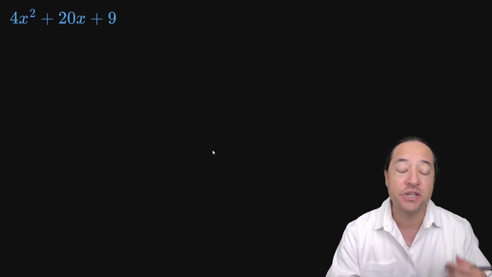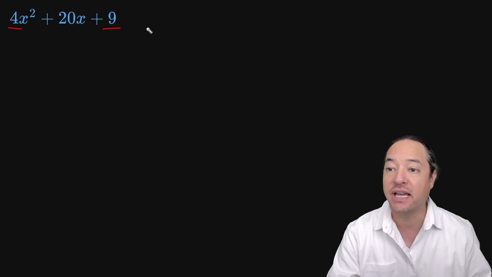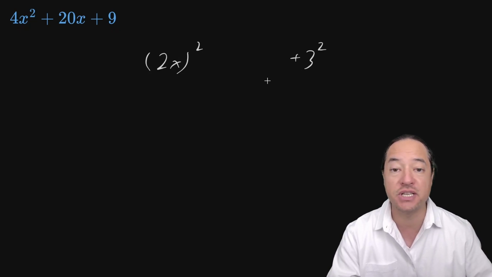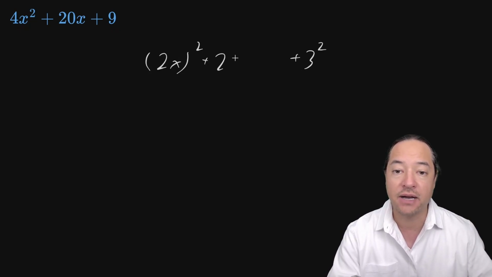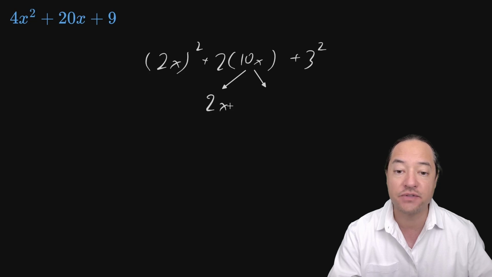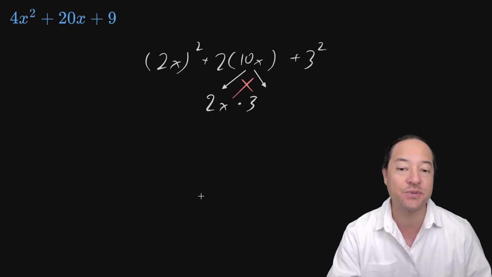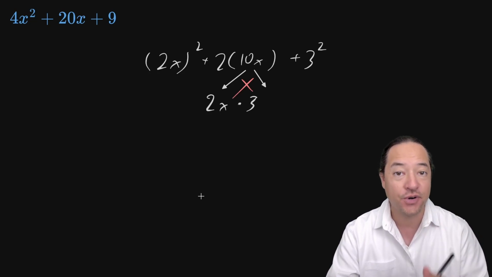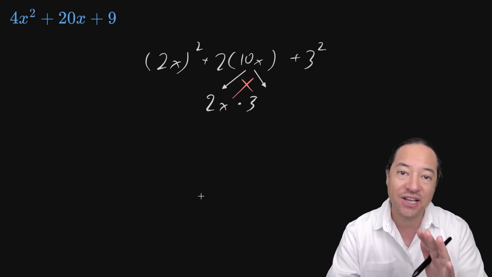Taking a look at this one, we're going to do the exact same thing, right? These look like perfect squares to me. So I'll write this as some 2x quantity squared, and at the end here I'll write this as a 3 squared to represent the 9. And we factor a 2 out here, we're going to get a 10x, and the question is, is that equal to the product of 2x times 3? And the answer is no, it's not, okay? 2x times 3 would be 6x. So that tells us that this is actually not a perfect square trinomial, so we can't solve it this way.